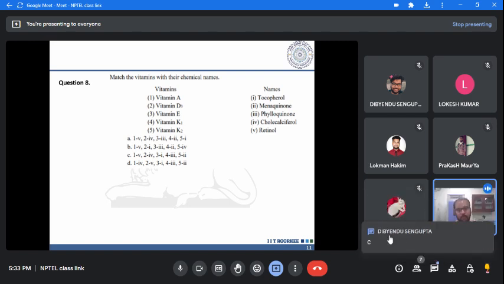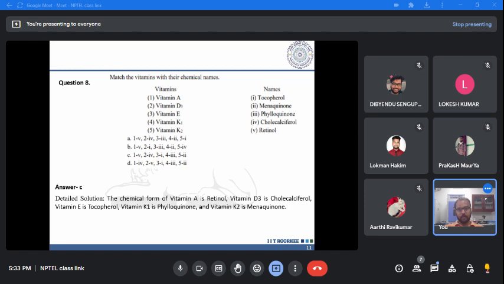Okay, good. Divyendu and Maurya. C is the correct answer. The chemical form of vitamin A is retinol. So if you know the retinol, one, five, so we have three answers, A, B, C.